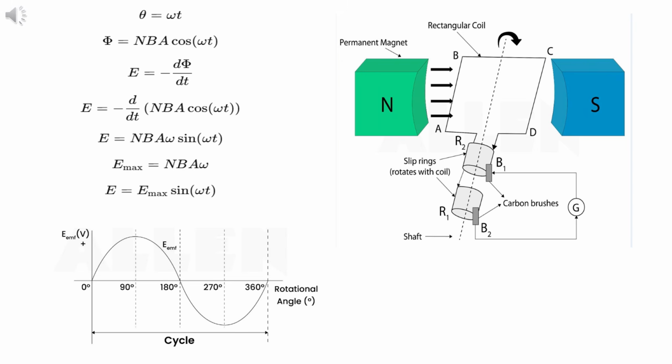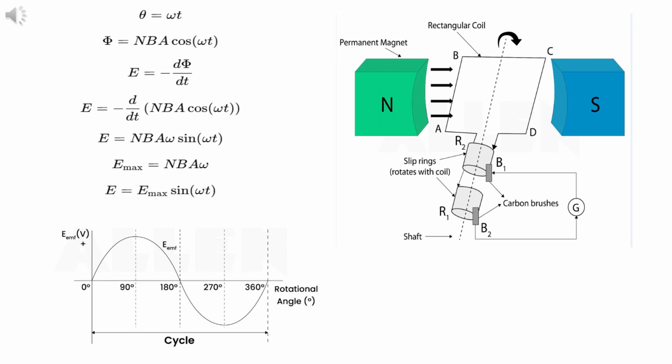Inside the generator, there is a rectangular coil placed between the north and south poles of a magnet. When mechanical energy rotates the shaft, the coil begins to rotate inside the magnetic field. Now, imagine this carefully. The magnetic field lines are fixed in space, but the coil is moving through them.